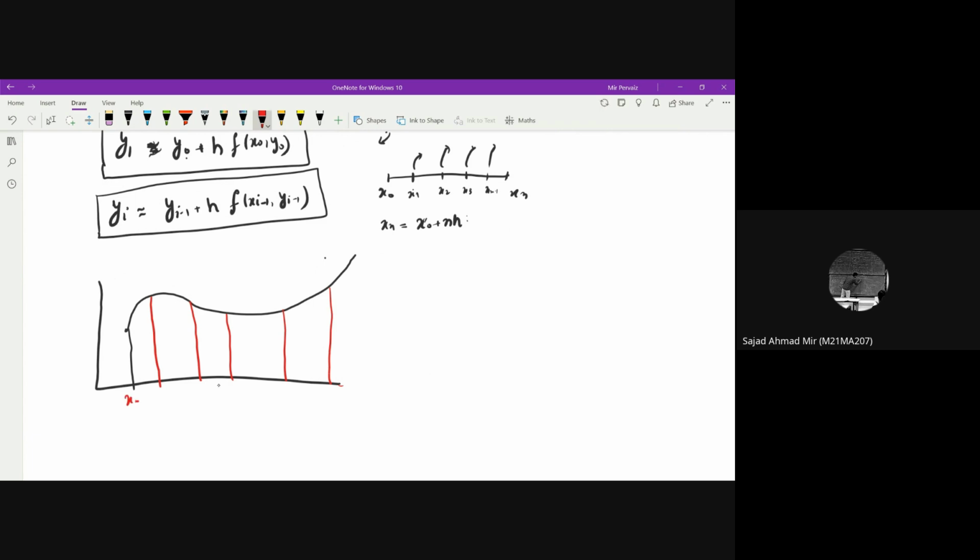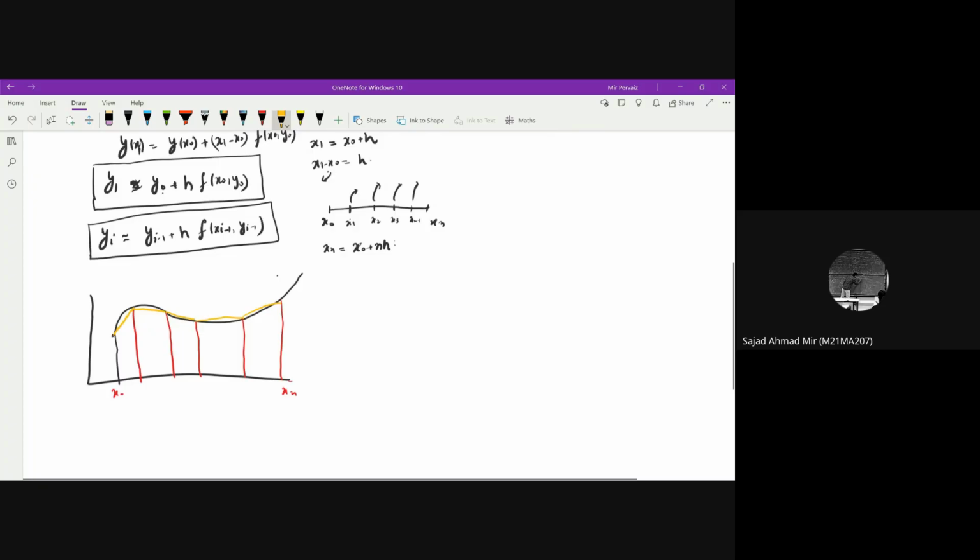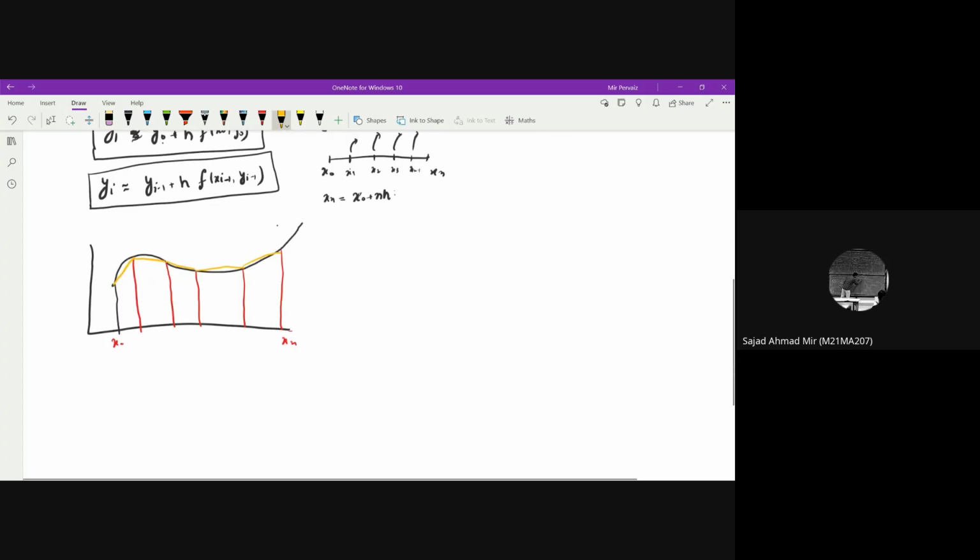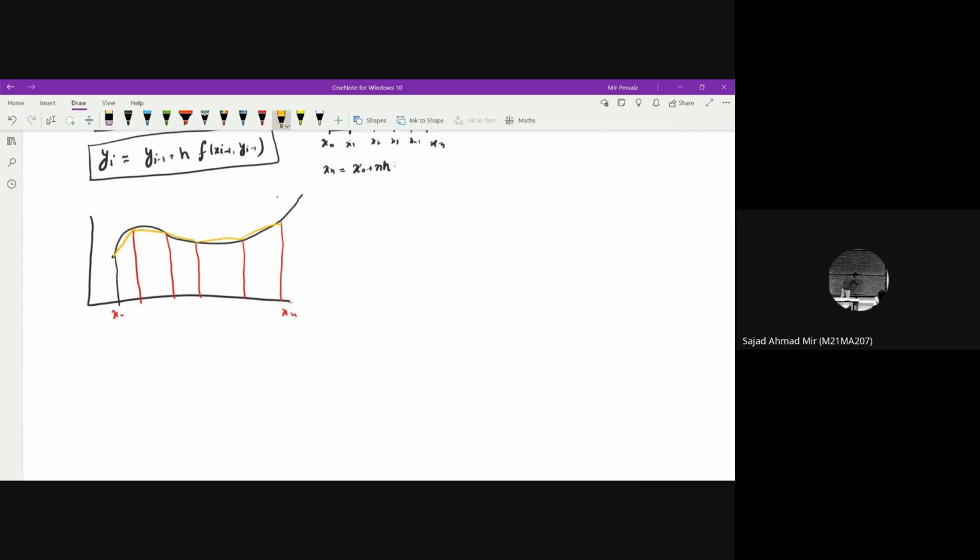This was my x0, this is my xn. Now what you are doing is, your method, Euler's method, is connecting these points with a line, and this is the distance of h. So this is line approximation of the original function. Now as the step length reduces, this solution will converge. It will approximate your original function. That you can check when we change the step length.